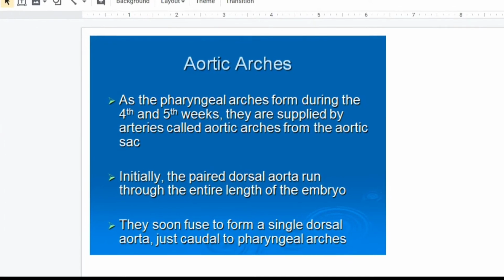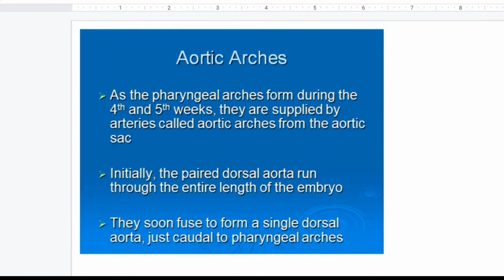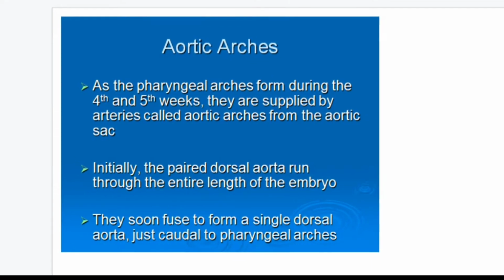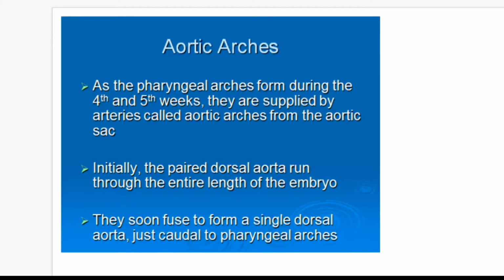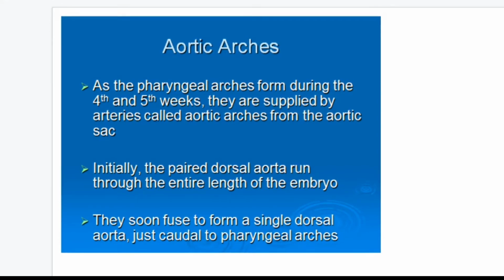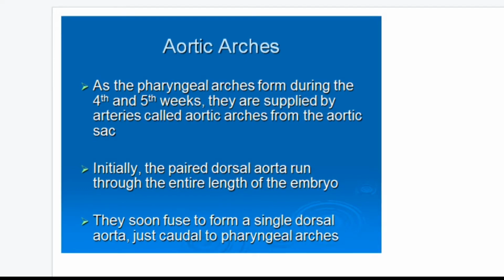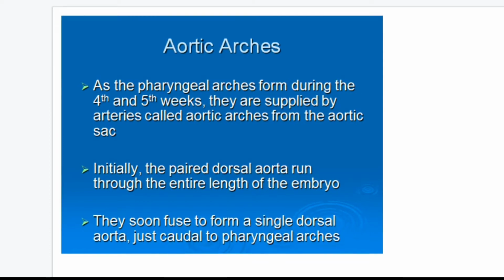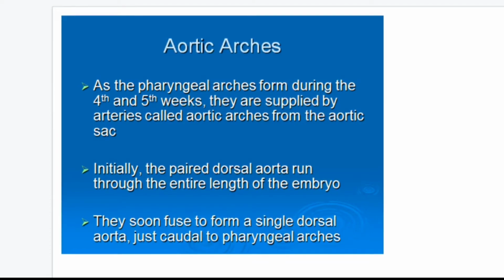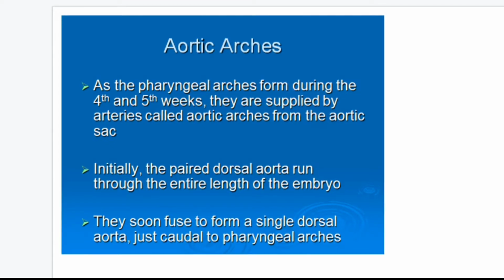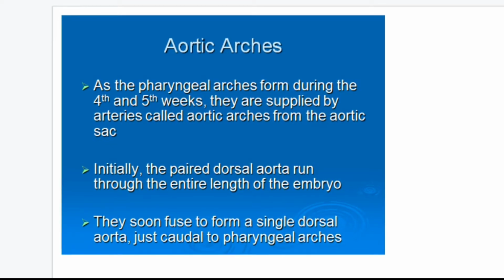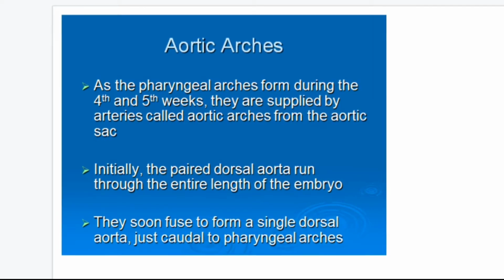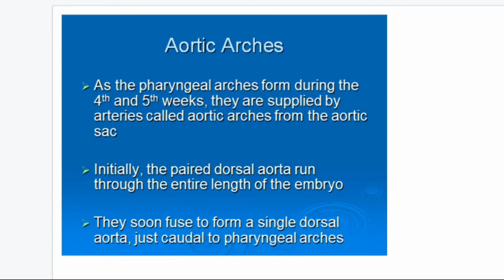As the pharyngeal arches form, which are actually responsible for the structures in the head and neck region, we have the aortic arches being formed from this aortic sac, which is the distal part of the truncus arteriosus. Truncus arteriosus, we already know, develops from the bulbus cordis, which is part of the heart tube. The heart tube gives rise to the bulbus cordis, which has a conus and a distal portion, then truncus arteriosus, and the distal portion of that truncus arteriosus is the aortic sac.